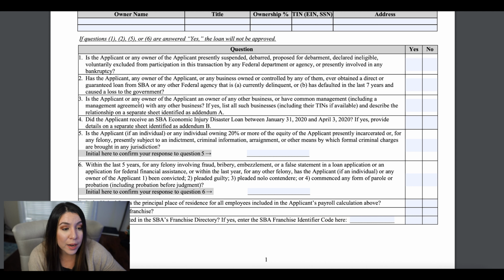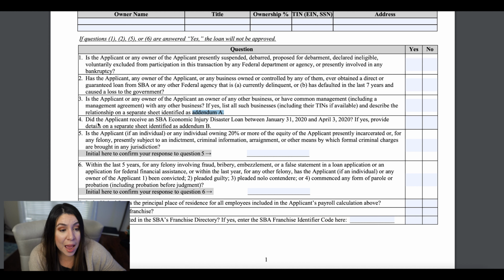Is the applicant or any owner of the applicant an owner of any other business or have common management, including a management agreement with any other business? If yes, list all such businesses, including their TIN, if available, and describe the relationship on a separate sheet identified as Addendum A. So if this applies, then you need to create, I would just do it in Word, label it Addendum A, and then list the business and your relationship.